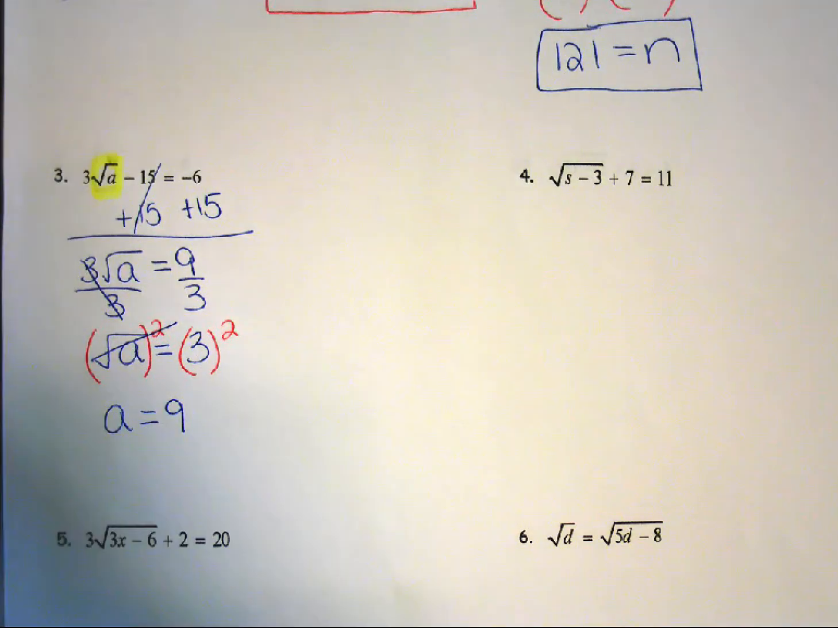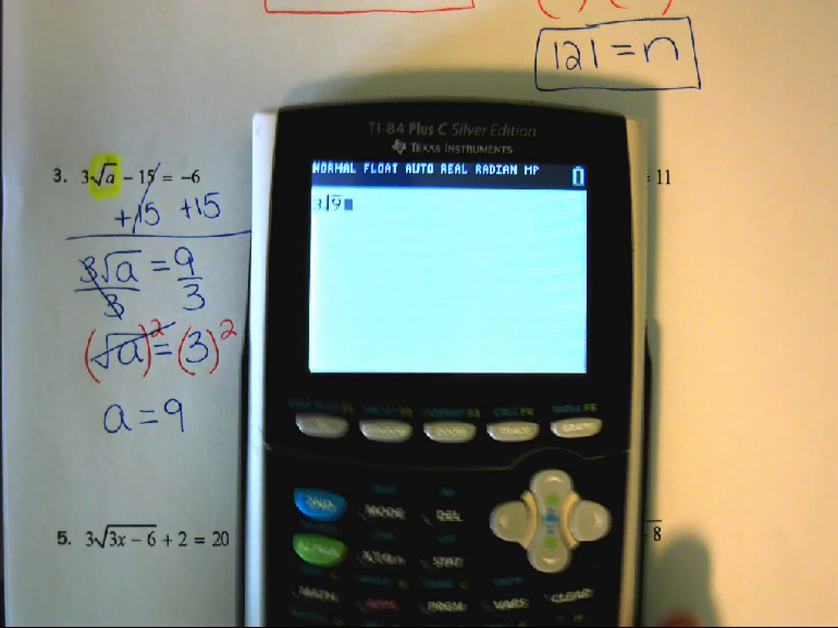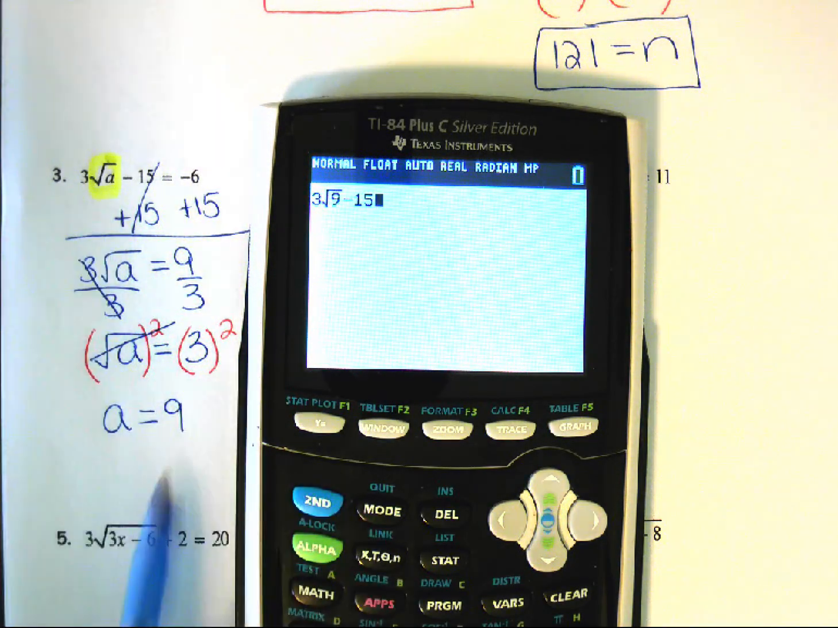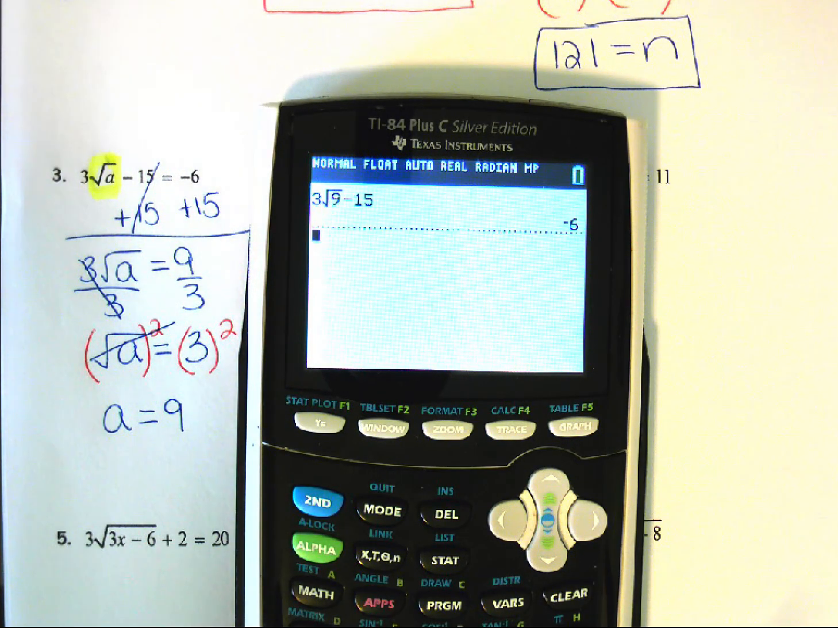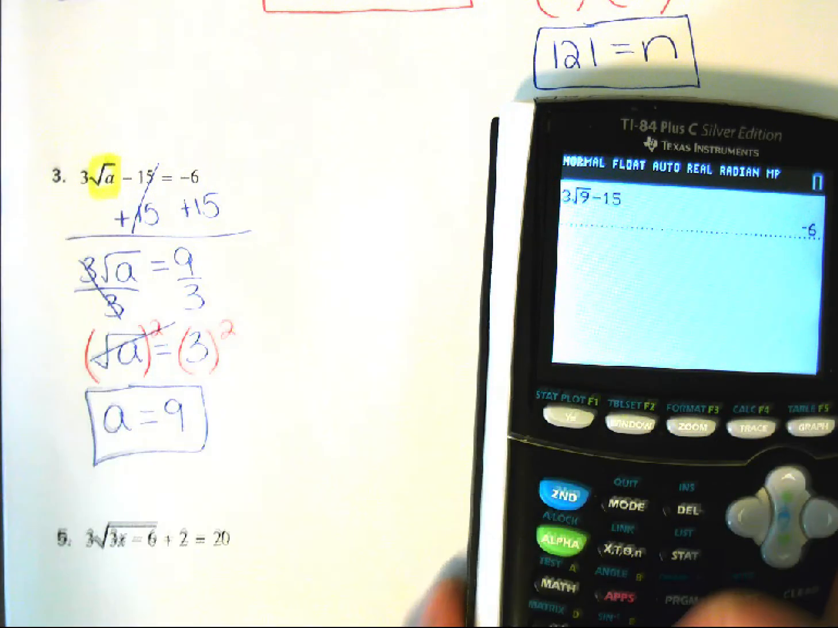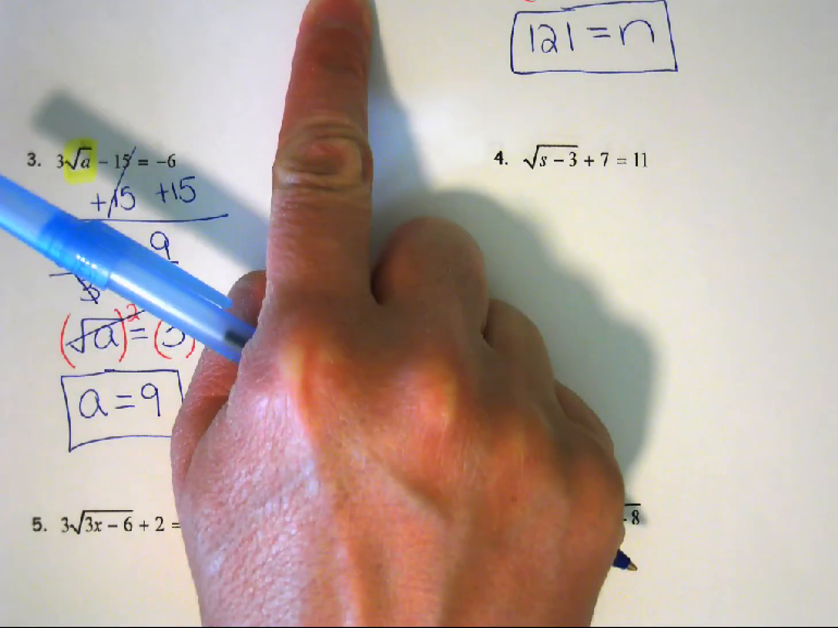And then I'm going to go back up to my original, and just make sure you type in the side that has the radical, only just replace it with your number, and now it needs to come out to be negative 6. And it did. So this one is right as well. You are going to see an extraneous solution in a little bit. We just haven't had one yet.